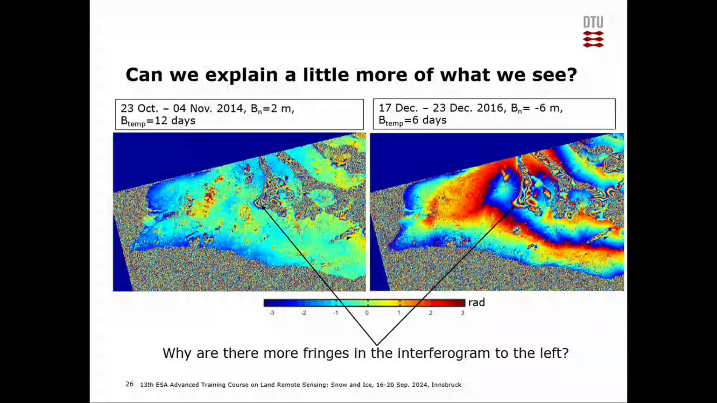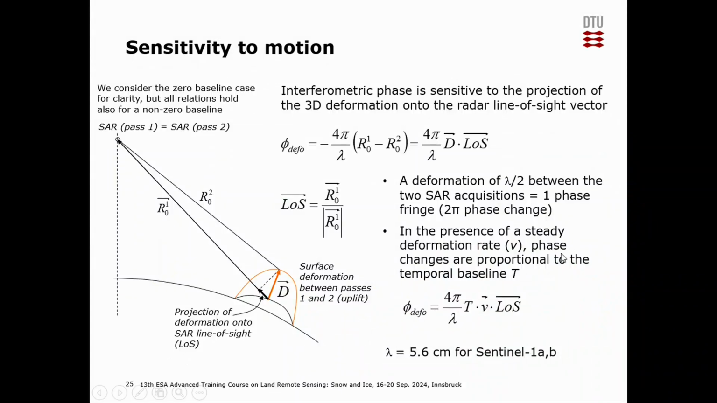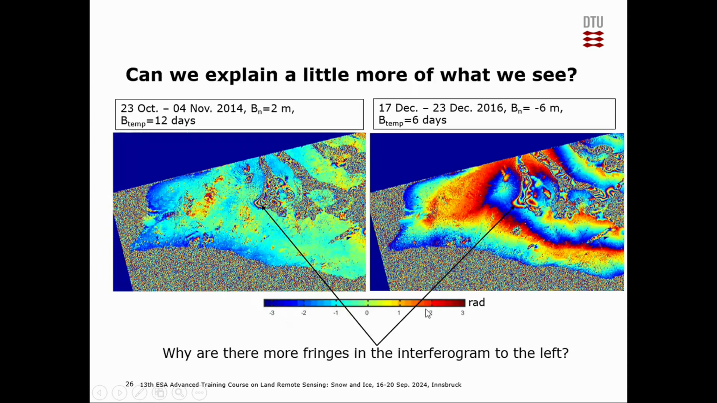More time between the two. So we have roughly double the time between the two. If things are moving at a steady rate, so the velocity projected onto the slant range is the same, the time is times 2, so the phase variations are times 2. Okay, if it's moving at a steady rate. Make sense? Are there any questions?